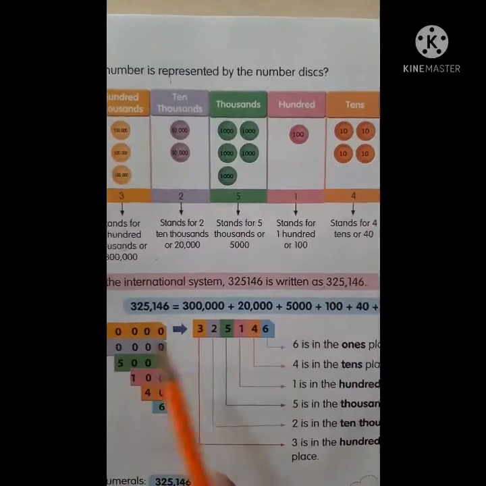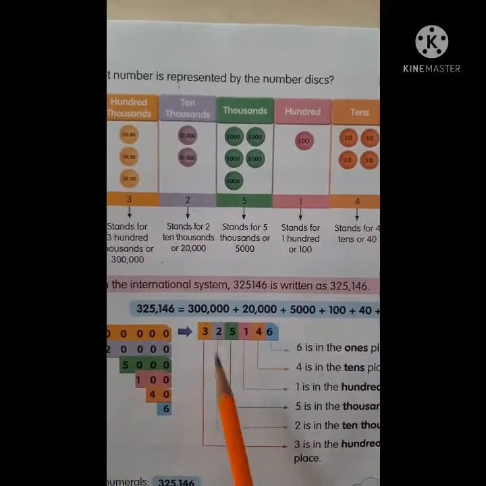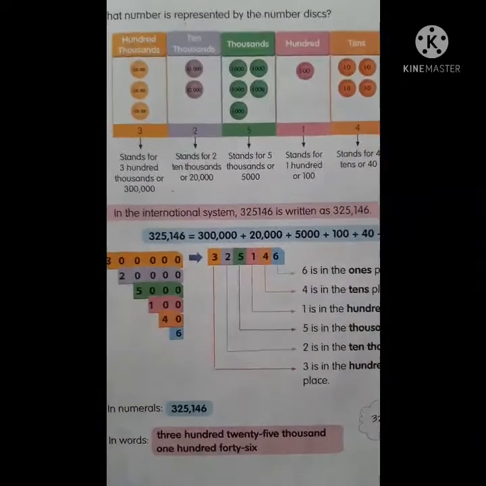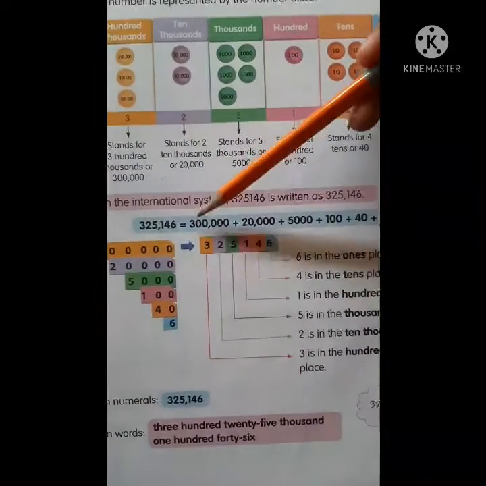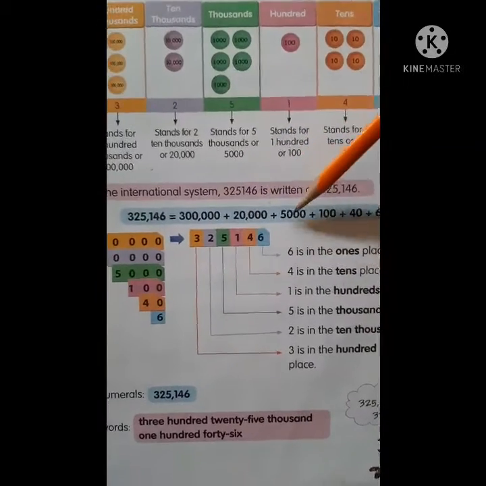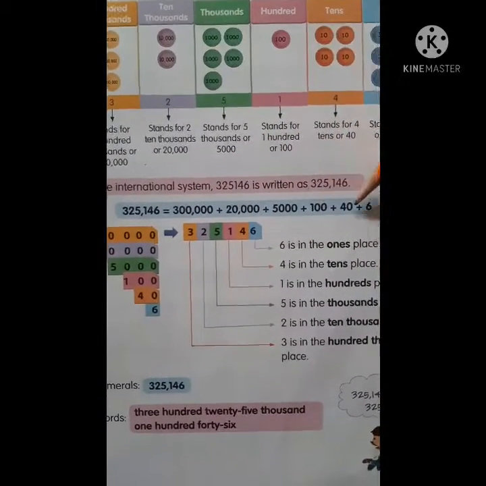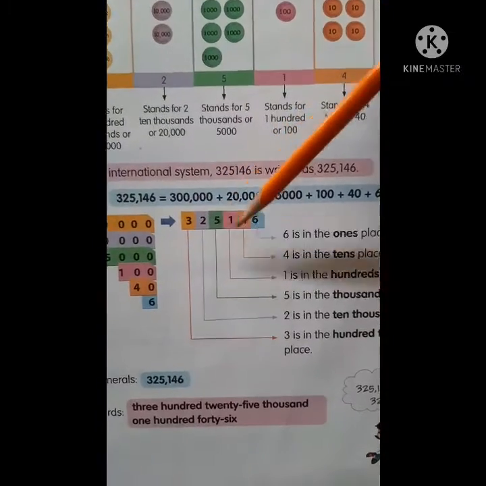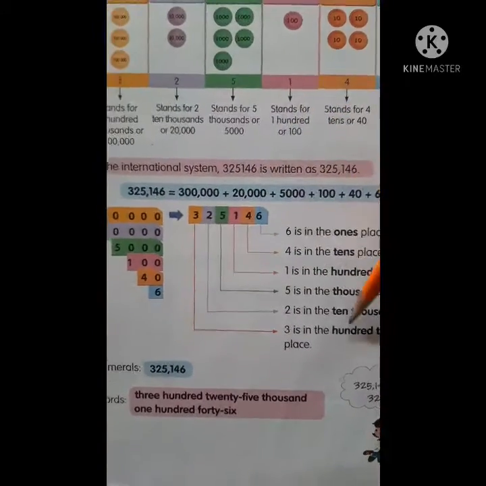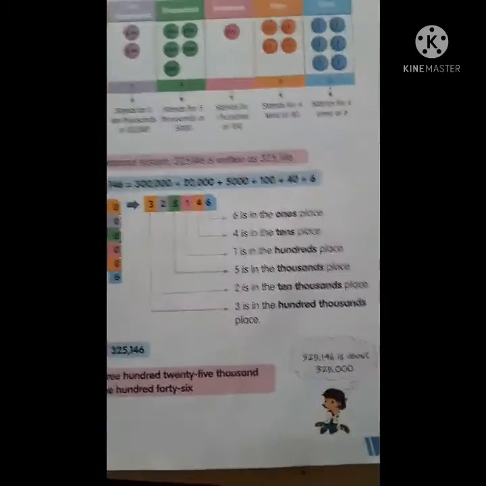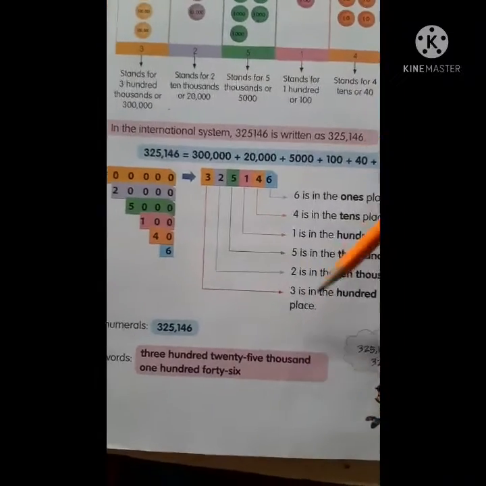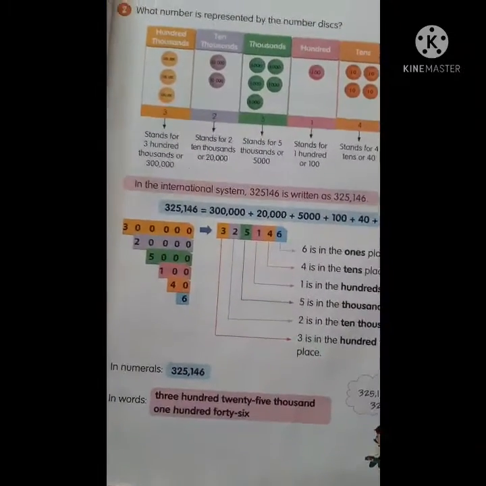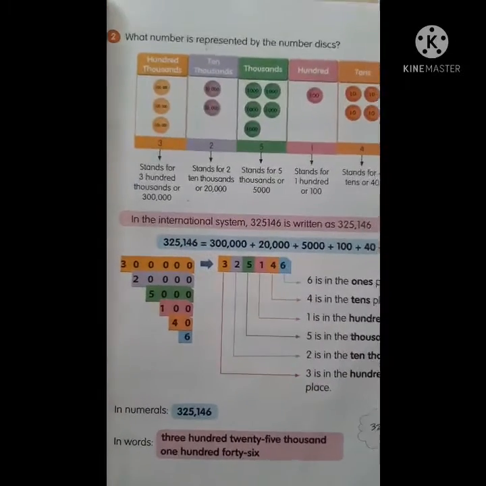So let us see here. How much is on the ones place? We will read it like this. See, 3 lakh plus 20,000 plus 5,000 plus 100 plus 40 plus 6. So it will be 3 lakh 25,146. Same way you can see here the place value of the numbers. So this is known as the international system of numeration.